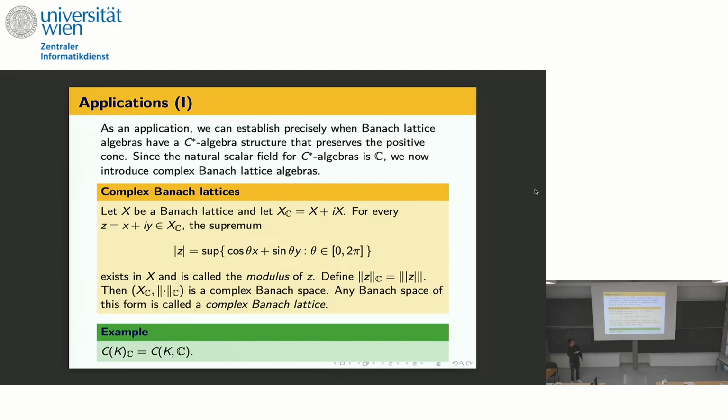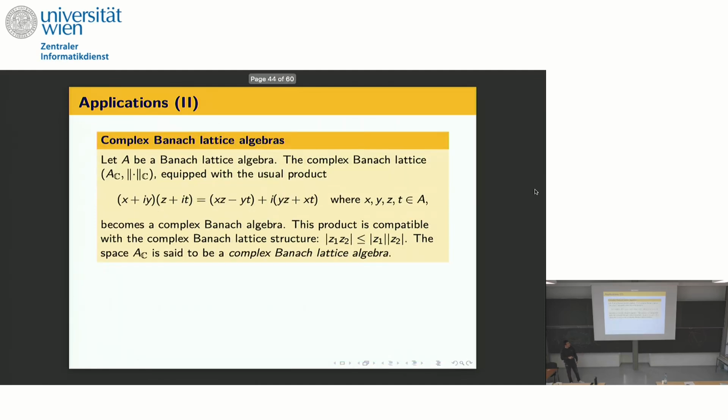And the relation between this complex Banach space and the original Banach lattice is the same as the relation between the complex and the real numbers. So you can think about that. It's pretty good intuition. And any Banach space of this form is called a complex Banach lattice. Here is a trivial, also simple example, really. It's just what I mentioned.